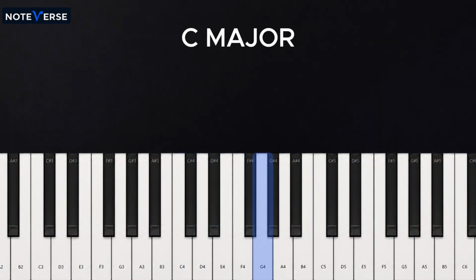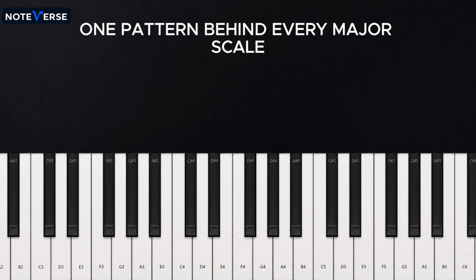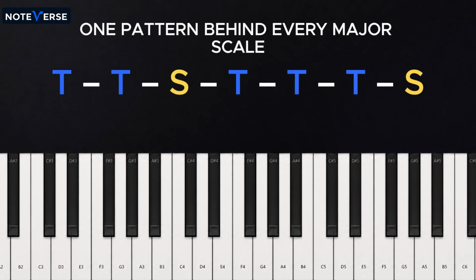These two scales look almost the same. So why does this note have to become F sharp? There is one simple pattern behind every major scale. Once you understand tones and semitones, you can build a major scale starting on any note.